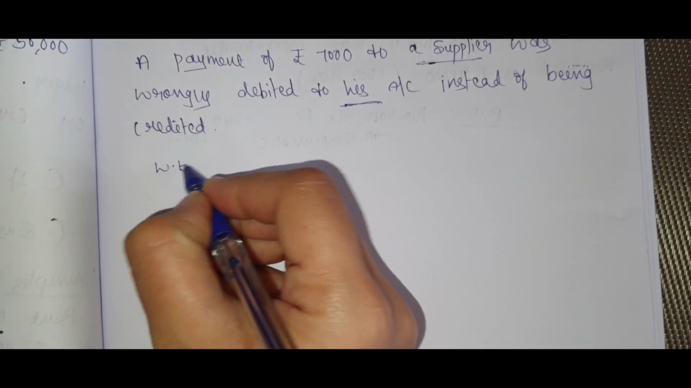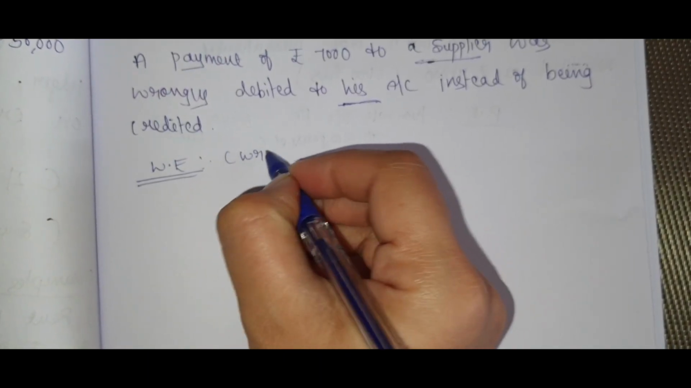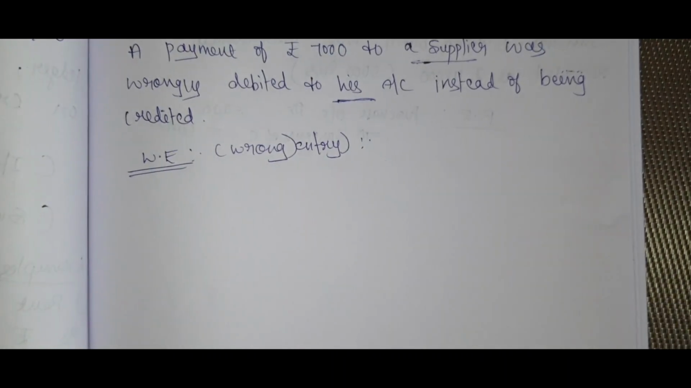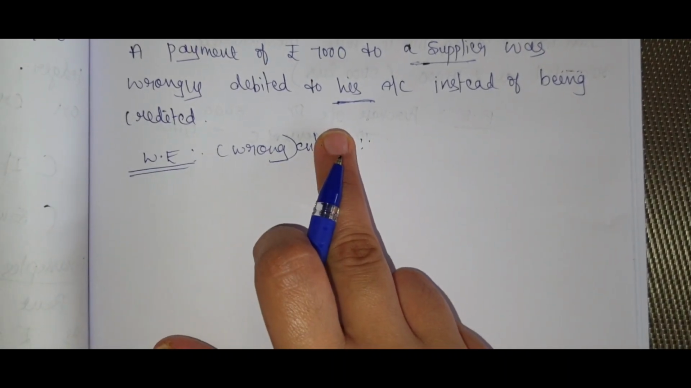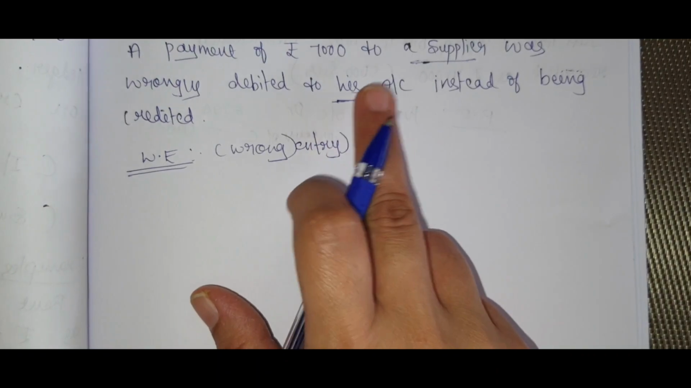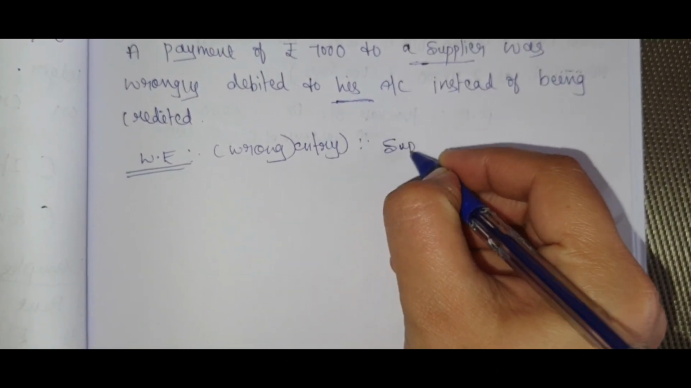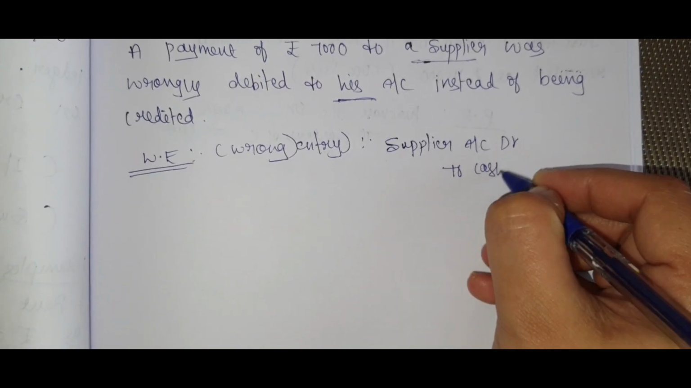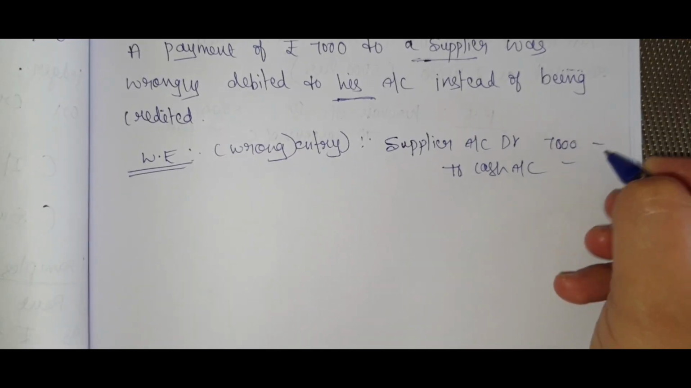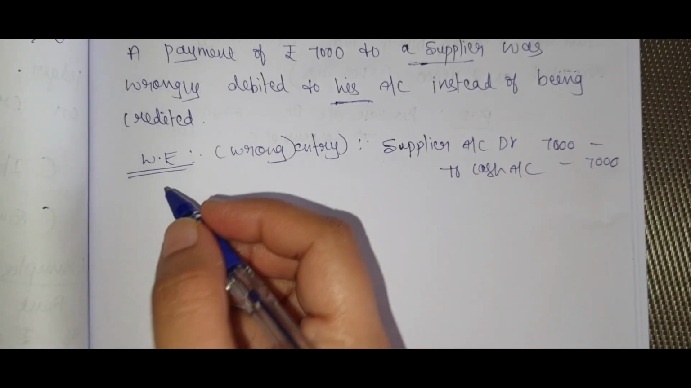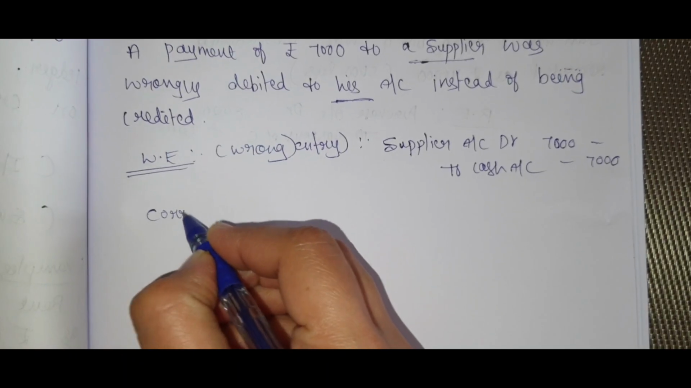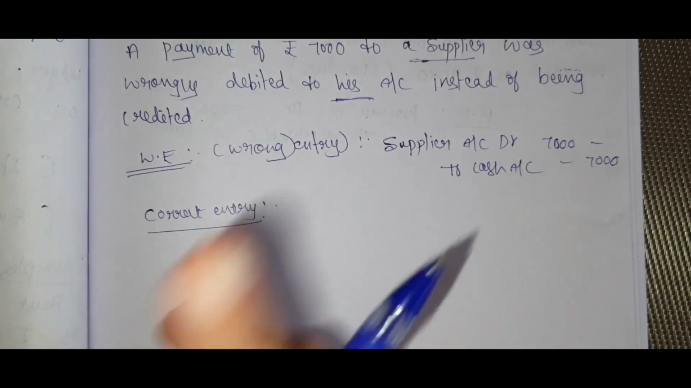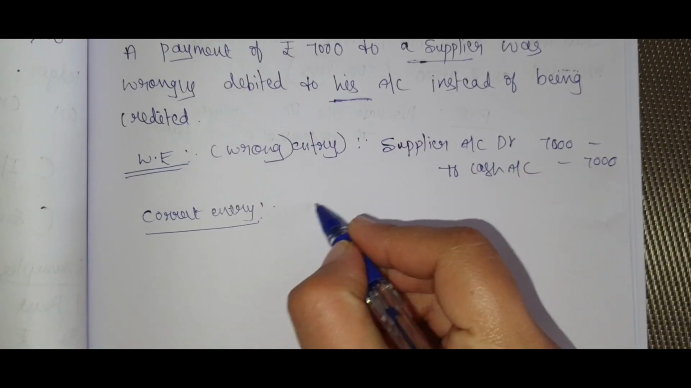So what is the wrong entry here? According to them, they wrongly debited his account, meaning the supplier account: supplier account debtor to cash account, rupees 7,000. This is the wrong entry according to the transaction. Now what is the correct entry? Instead of being debited, the supplier account should have been credited.